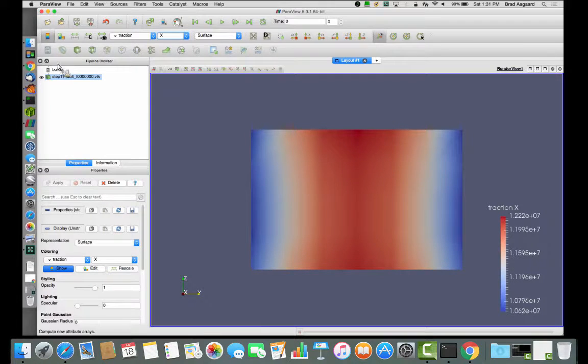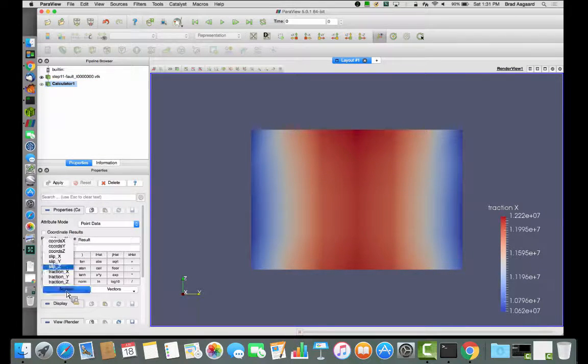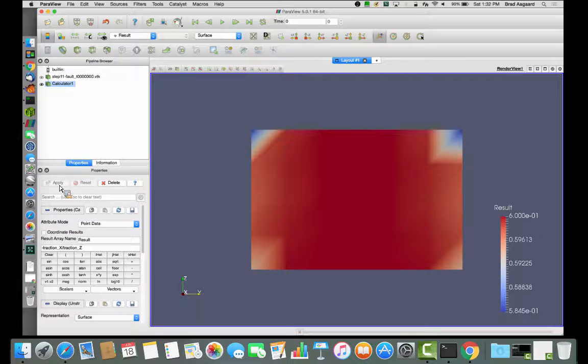And if we use our calculator here and compute minus traction x divided by traction z, you'll notice now, other than the corners, we are at a value of 0.6, consistent with our coefficient of friction. So we have a little bit of small perturbations associated with corner effects and discretization errors at the edges. And let's look at the displacement.